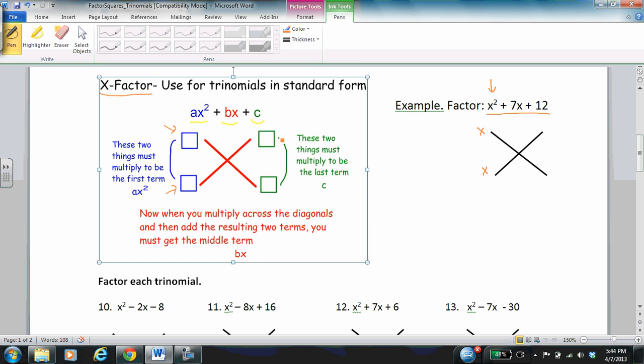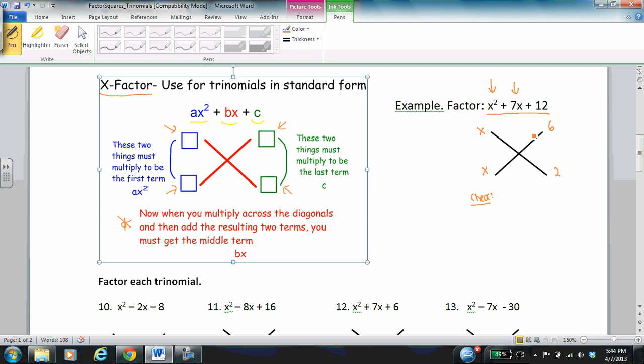Now, the other two spaces, here and here, must multiply to give me the last term, c. So what are two things that multiply to give me 12? 6 and 2? Alright, let's try that. Now here's the key, and I'm looking here. When you multiply across the diagonals and add the resulting two terms, you must get the middle term, bx, or in this case 7x. So I have to check to see if I've done this correctly.